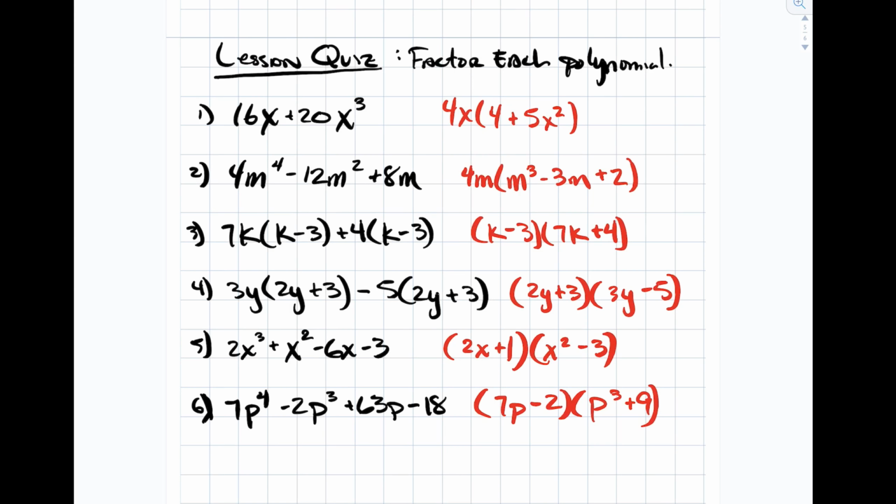All right, folks, so here are the answers to the quiz. See how you did. If there's something wrong, take a look at your work. Make sure everything is completely factored.